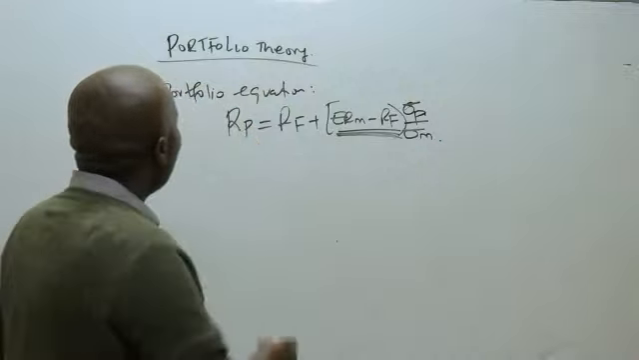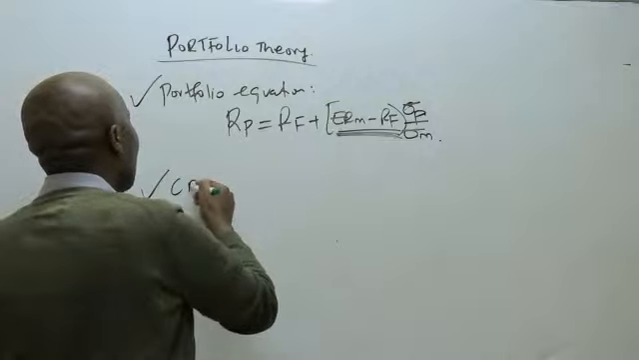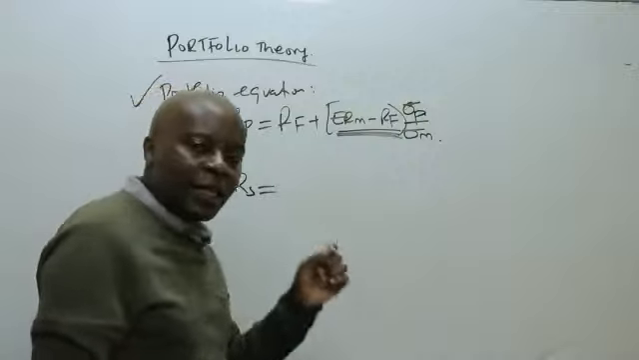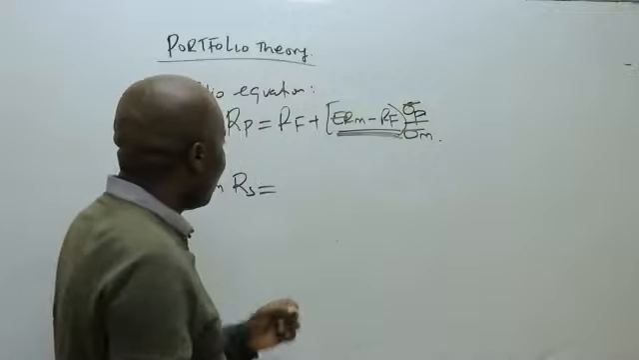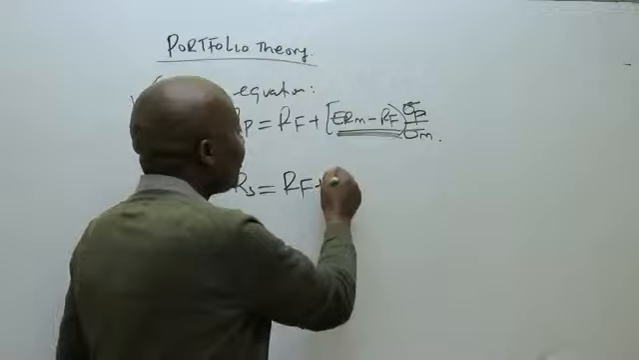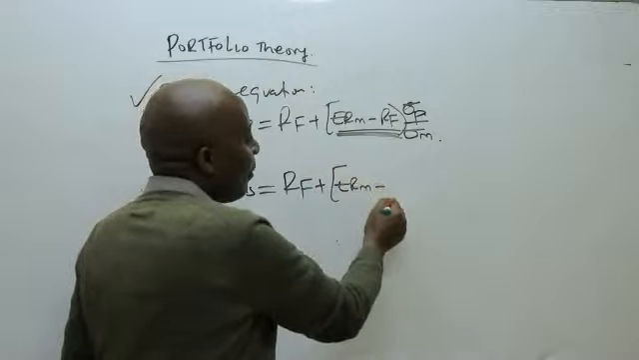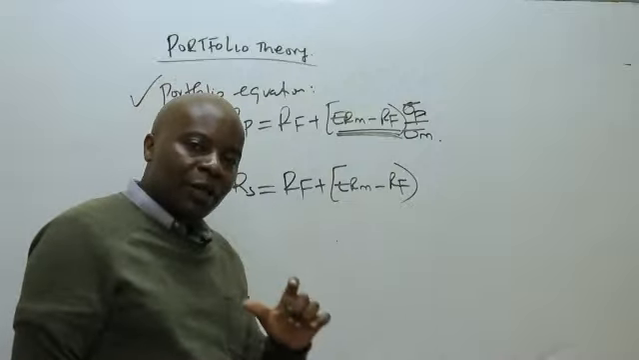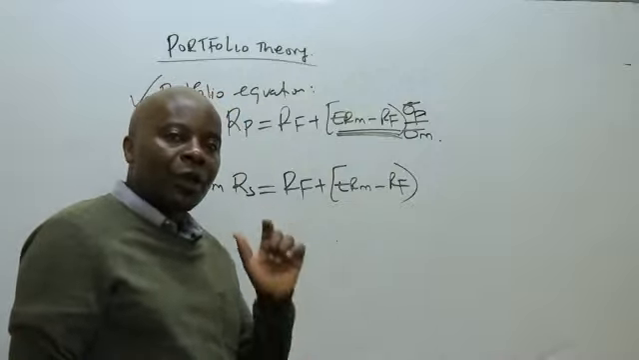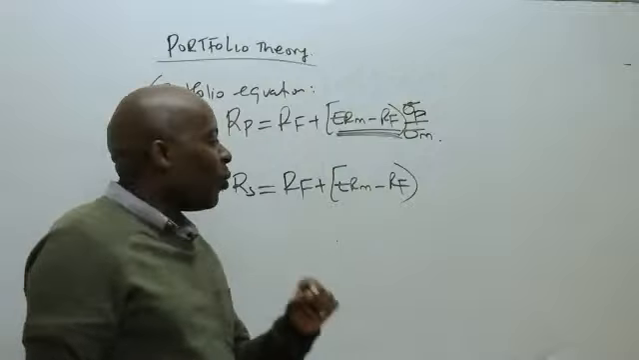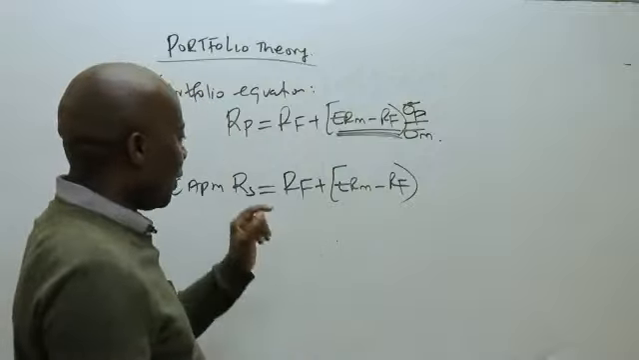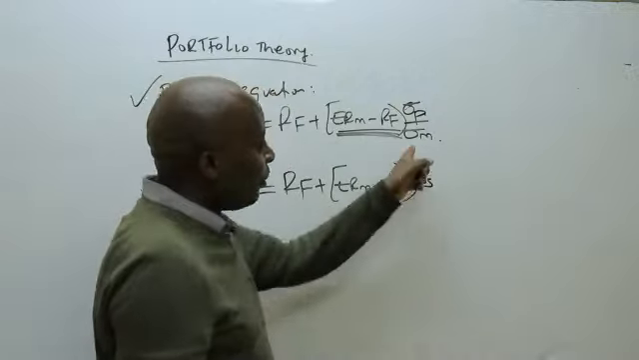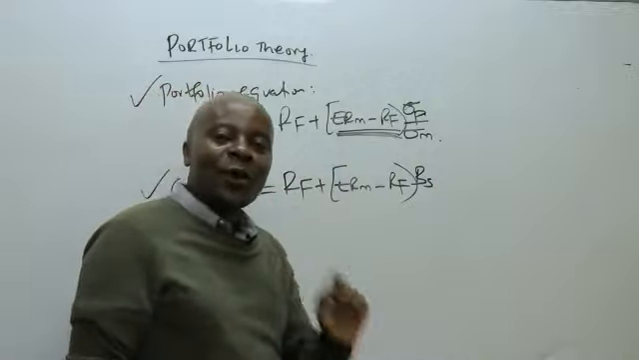From there, ladies and gentlemen, we went straight away to what we call the CAPM. And we were able to get the CAPM returns. If you can recall, we said CAPM returns equals risk-free plus, in brackets, ERM minus risk-free. If you recall, we said under CAPM we normally work with beta. So instead of talking of beta, it will be beta of what here? Beta of the security, because beta of the market is always 1.